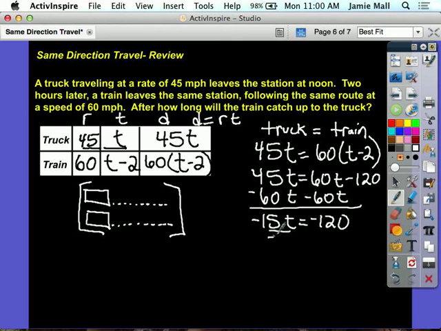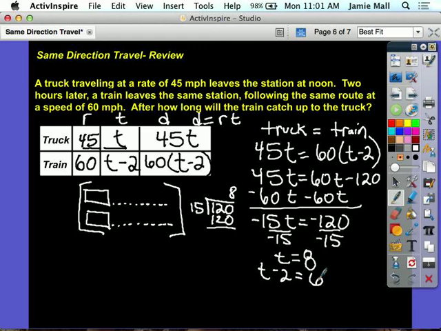I'm going to divide both sides by negative 15, and here's the math that I'm doing. How many times does 15 go into 120? And I believe that should be 8. Let me just check it. And it is. And so when I solve, I'm left with t equals 8. T, which remember represents the time of the truck, is 8. T minus 2 is going to be 6.